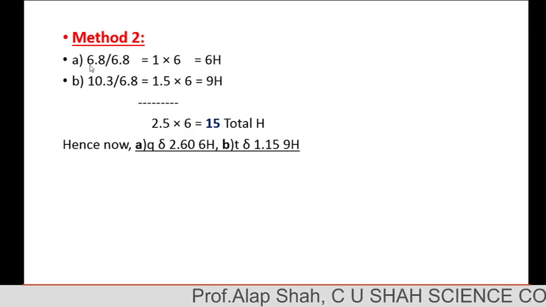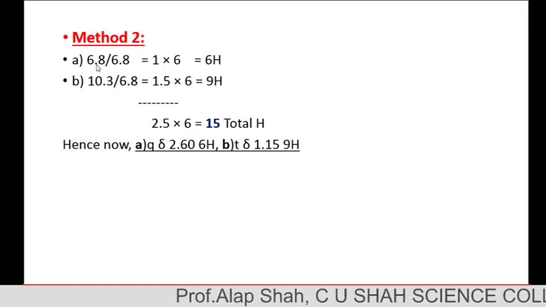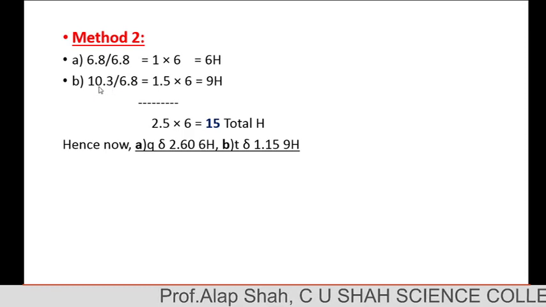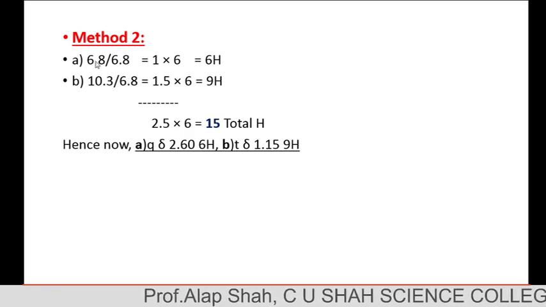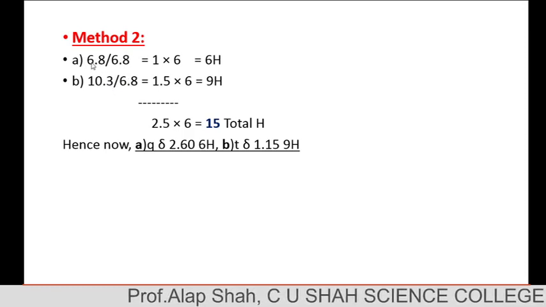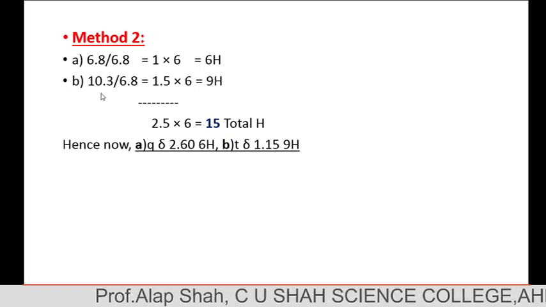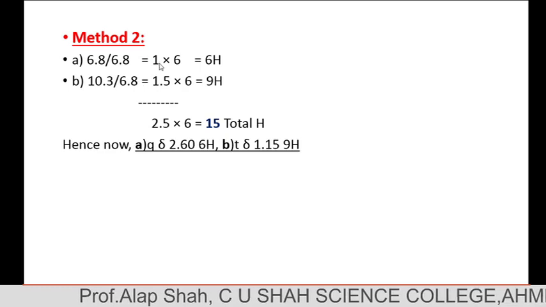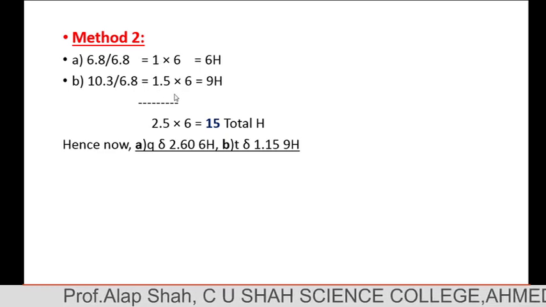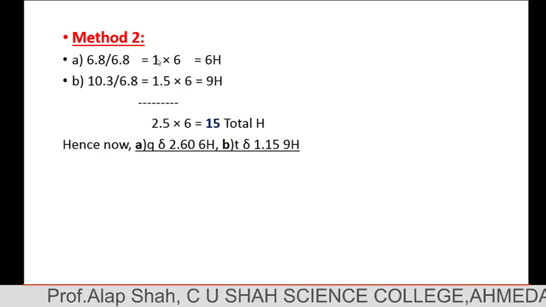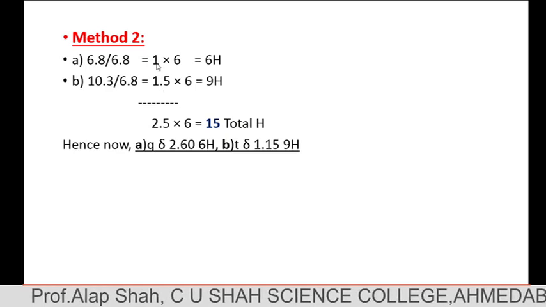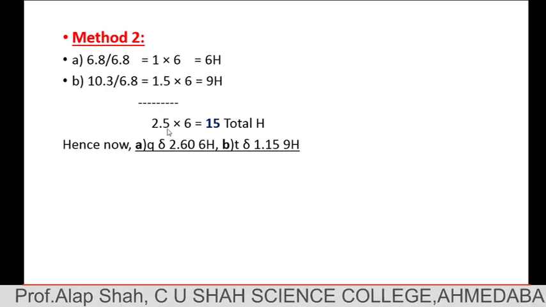what we are doing, two square values were given to us, 6.8 and 10.3. We divide both the values by the least one, and of these two, the least one is 6.8. So 6.8 by 6.8, 10.3 upon 6.8. So we are getting 1 and 1 and a half. If we add them, 1 plus 1.5, we are getting 2.5.